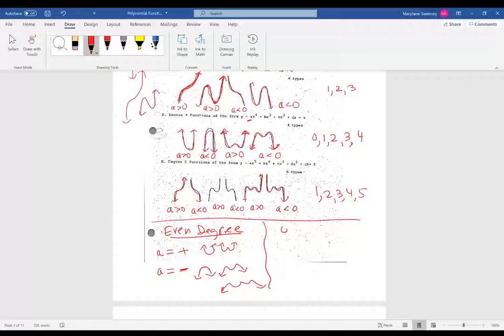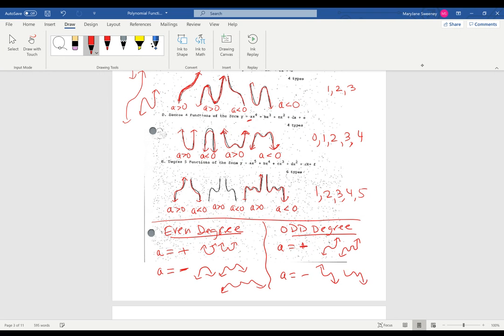If it's an odd degree polynomial, so a degree 3, a degree 5, a degree 7, a degree 9, if A is positive, then it starts down, ends up. Could be more wiggly, but it's going to end up. So when you're going left to right, when I say end up, I mean when you're going from left to right, it ends up. If A is negative, it's going to end down. So on the right-hand side, it's going to be down.